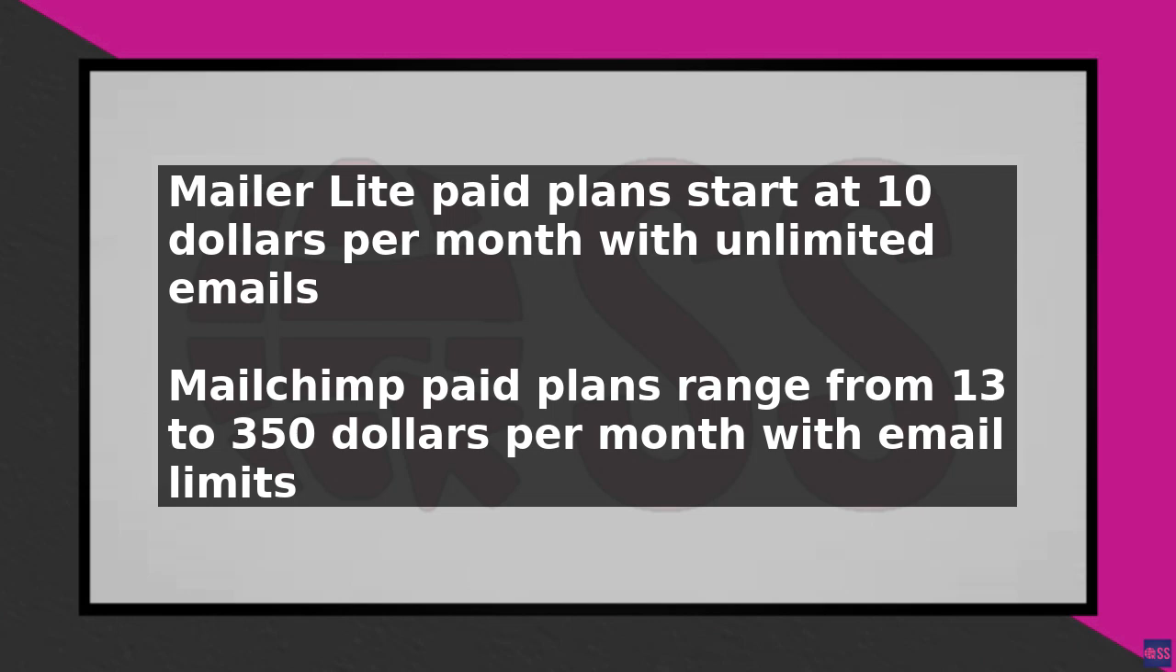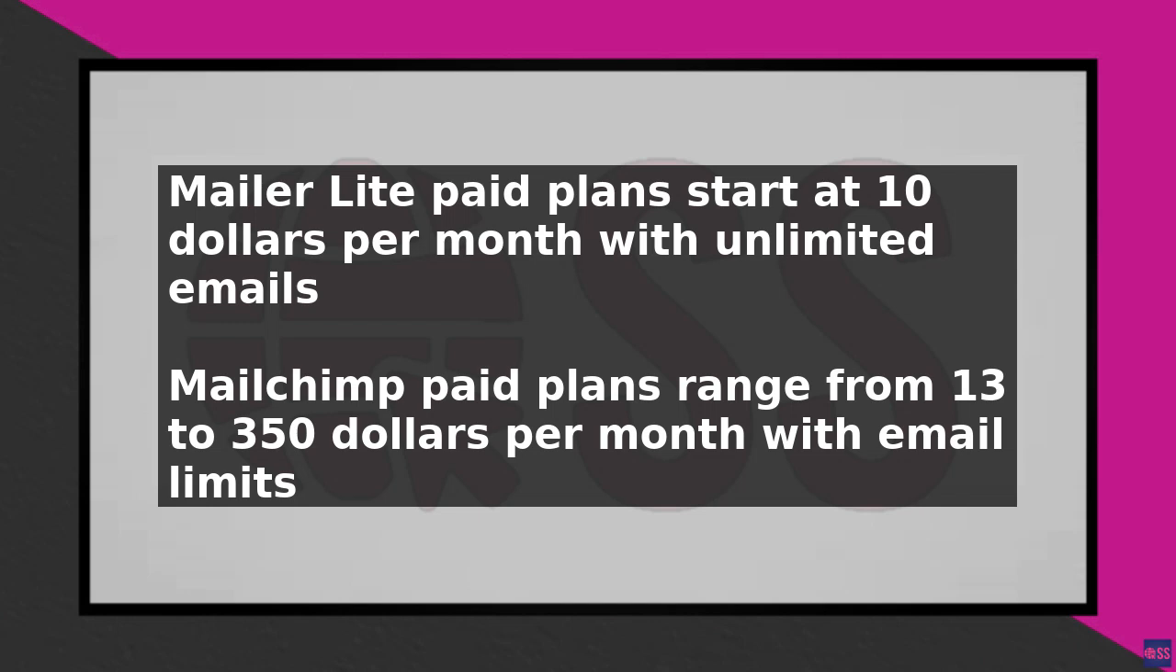When examining the paid plans, Mailchimp has 3 options ranging from $13 to $350 per month, depending on the number of contacts. Mailerlite, on the other hand, offers 2 paid plans, with prices starting at $10 per month when billed monthly and $9 per month when billed yearly.